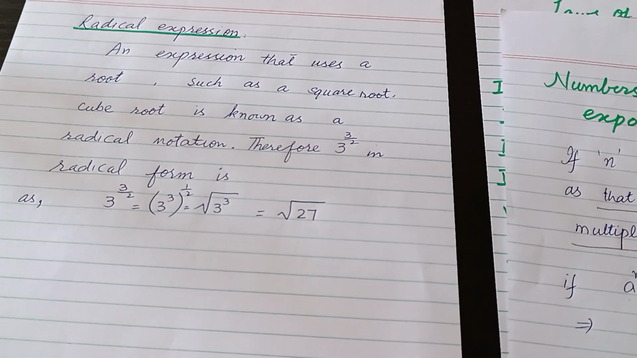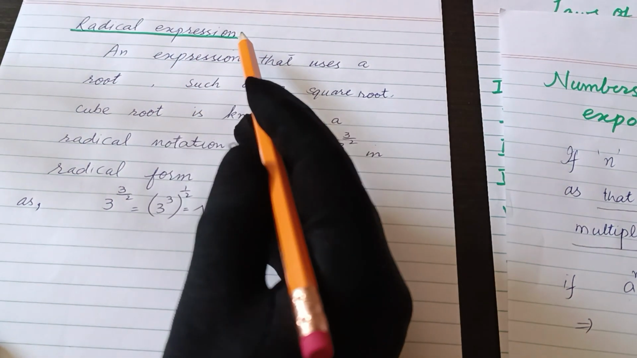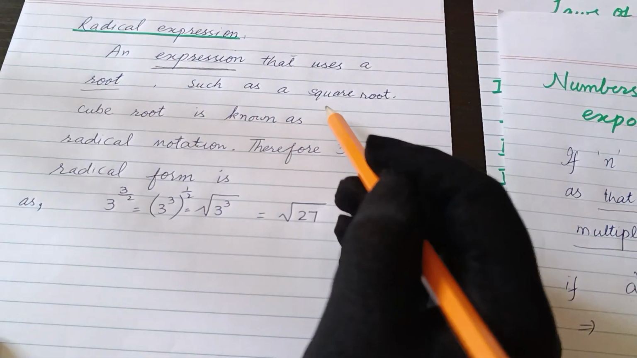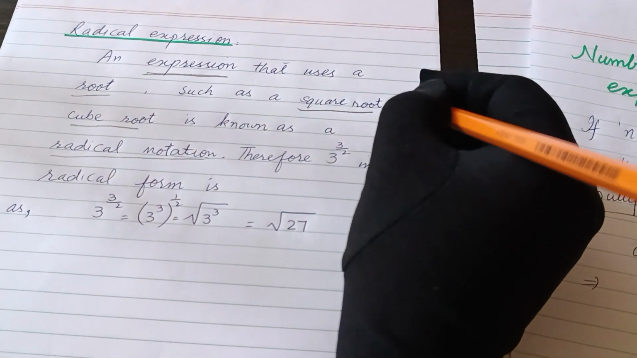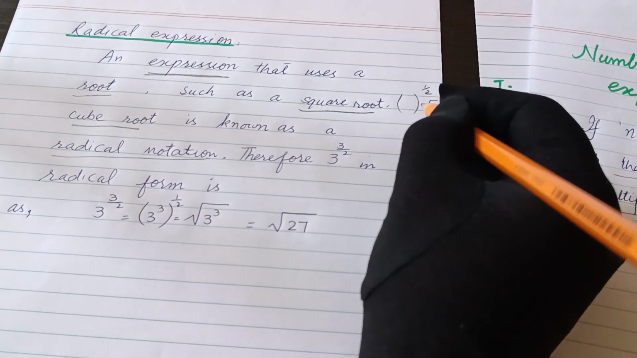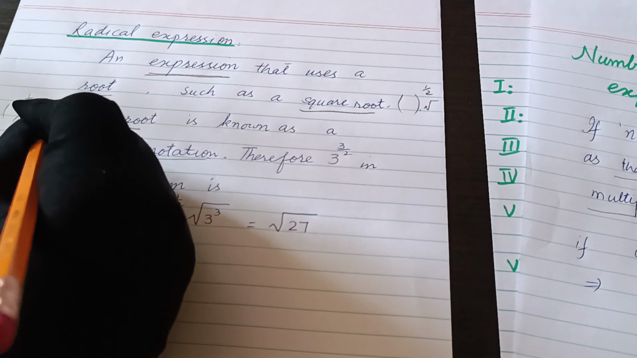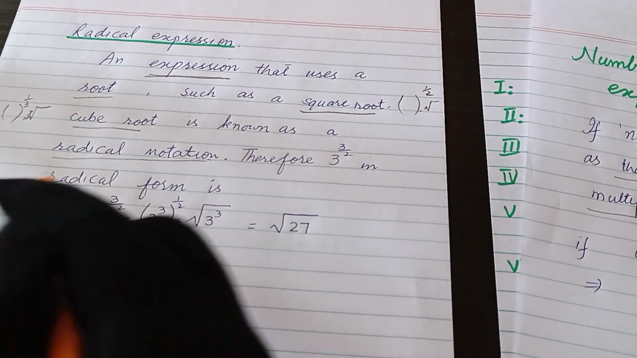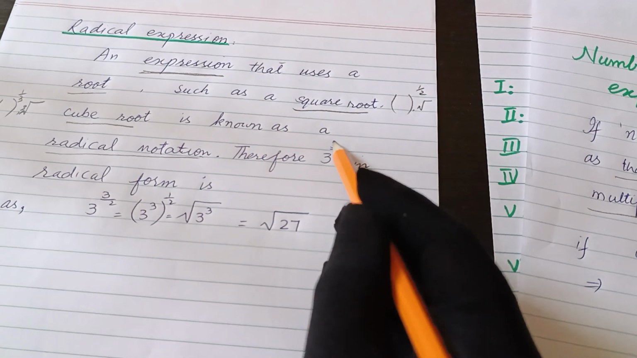Next, I would like to explain a few more points about this topic. A radical expression. What is a radical expression? An expression that uses a root, such as square root or cube root, is known as a radical expression. Square root is written with the power 1 by 2. This is square root. Cube root is written with the power 1 by 3, this is the cube root. So all the expressions that involve these signs, symbols, or roots are radical notations.